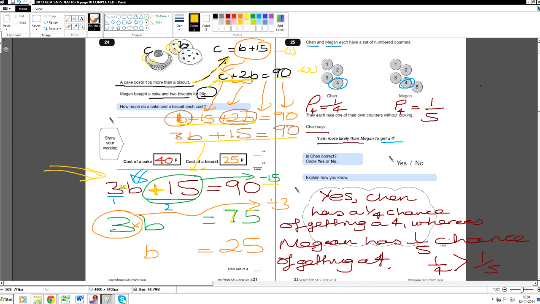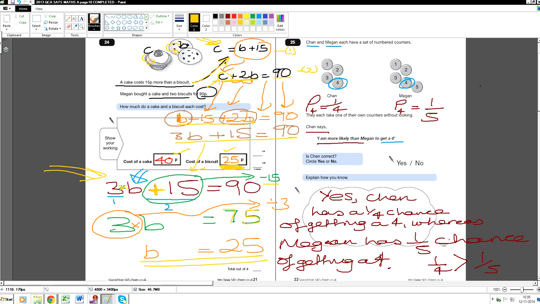There's a 75. I'm just writing on top of it. Then we copy down the 3B, and the opposite of multiplying by 3 is divide by 3. So B is equal to 75 divided by 3. So B is finally equal to 25. So the cost of a biscuit is 25p, but the cost of a cake, up here please folks, look over here with the arrows up, the cost of a cake is the biscuit plus 15. So that will be 25 plus 15, which gives us 40p. Done.